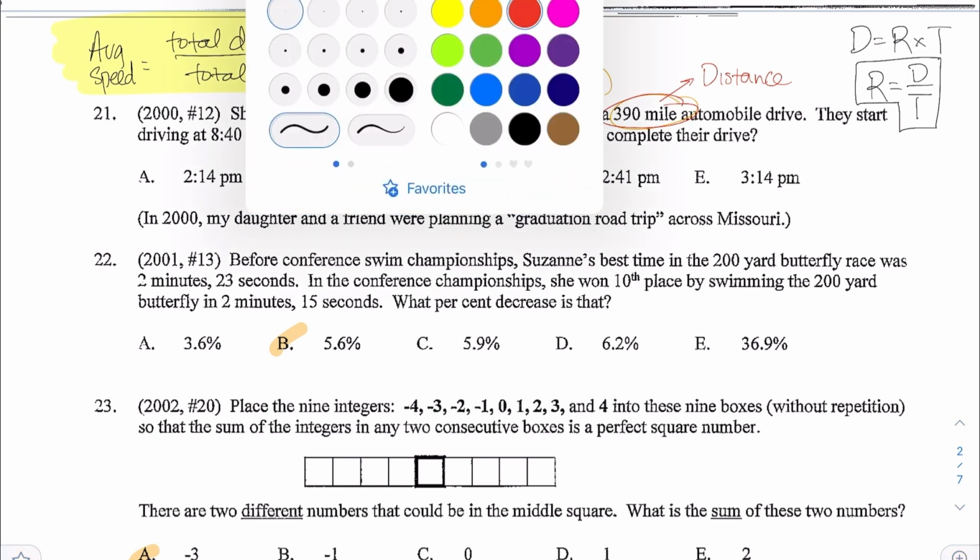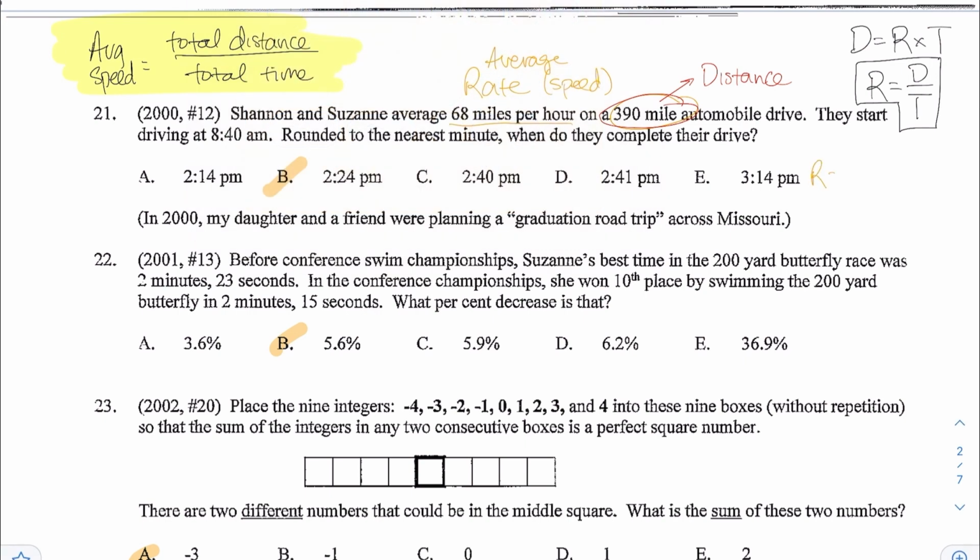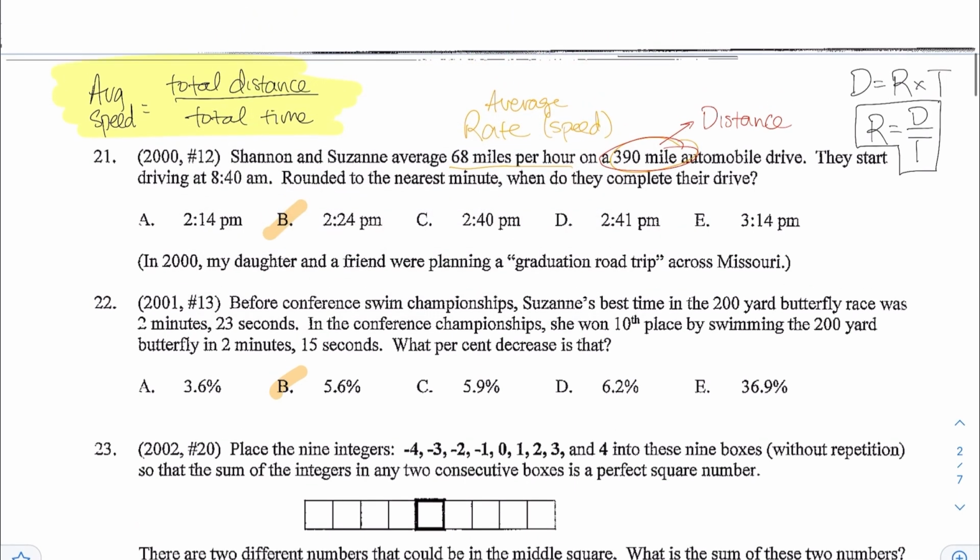So for this question, to get the average speed, you have the total distance, which is 390 miles, divided by the rate. Here we actually know the rate, so the one we're looking for is the time. If you rearrange the formula d equals rt, time is going to be distance divided by rate. So that's the version that we need to use. So the time will be equal to the distance, which is 390 miles, divided by the average rate, which is 68 miles per hour. You have to do 390 divided by 68.